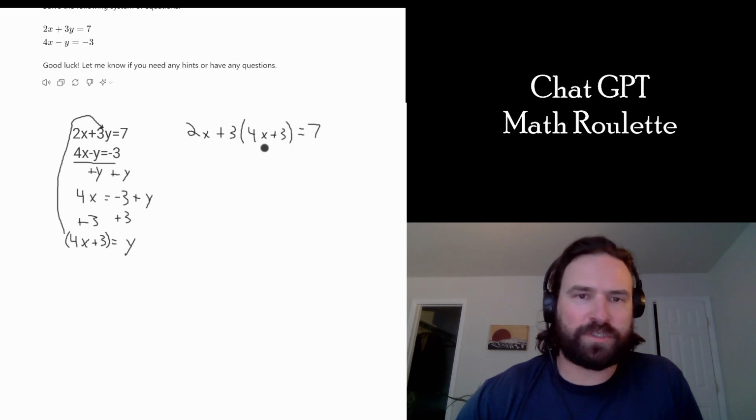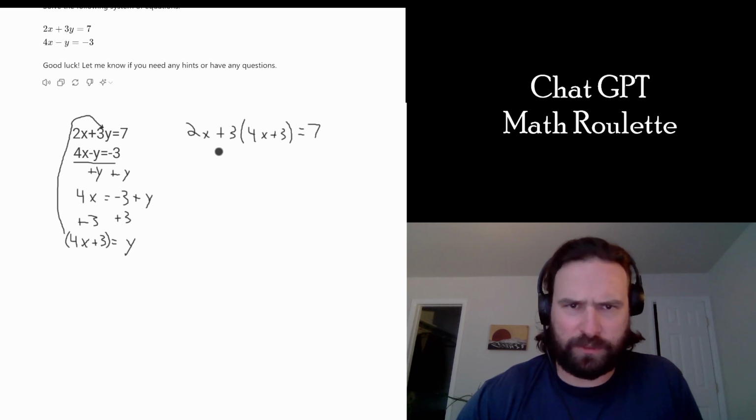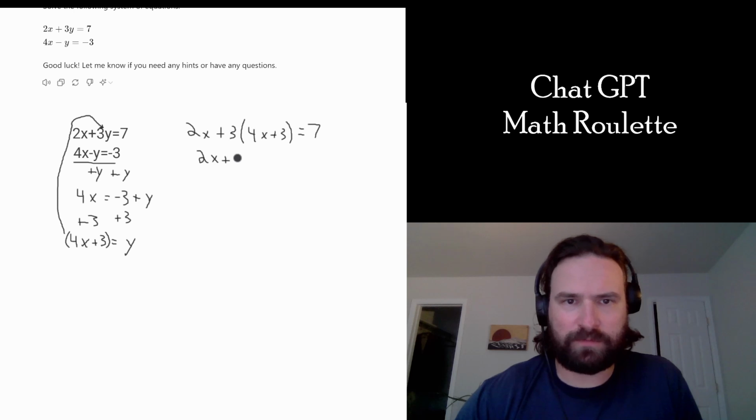All right, in order to solve this equation, we have to first distribute the 3 into the parentheses. We want to get rid of the parentheses first so we can deal with everything else. So we're going to have 2x plus 3 times 4 is 12x plus 3 times 3 is 9. That's going to equal 7. We can combine like terms on the left side of the equation. So 2x plus 12x is going to equal 14x. And then we got plus 9 equals 7.